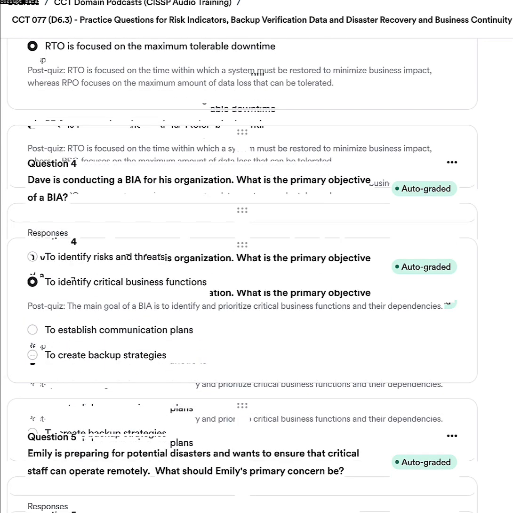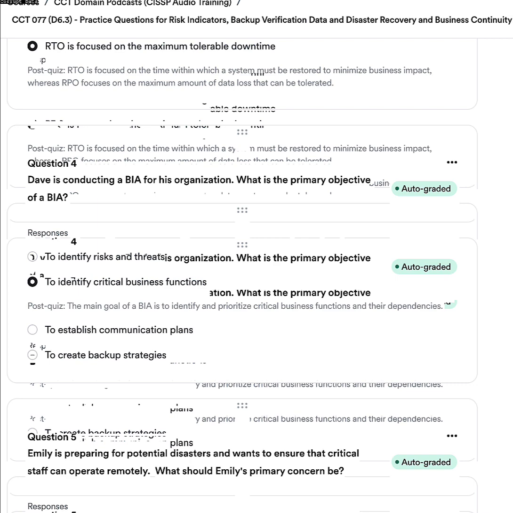Question 4. Dave is conducting a BIA for his organization. What is the primary objective of the BIA? A, to identify risks and threats. B, to identify critical business functions. C, to establish communication plans. Or D, to create backup strategies.